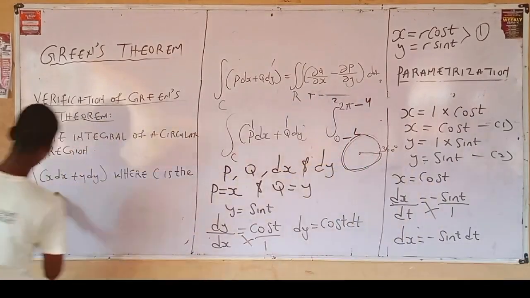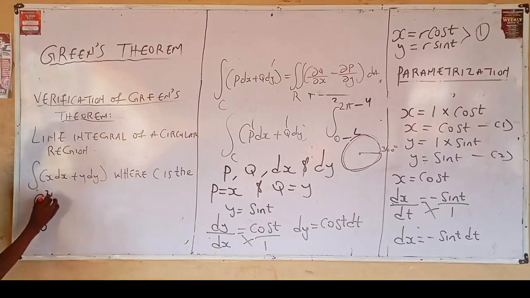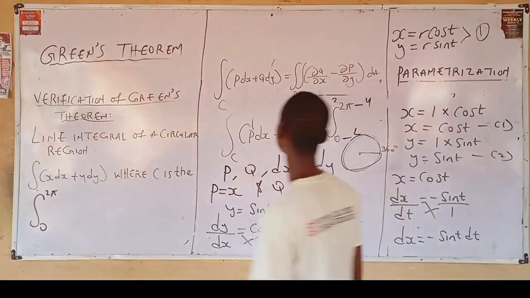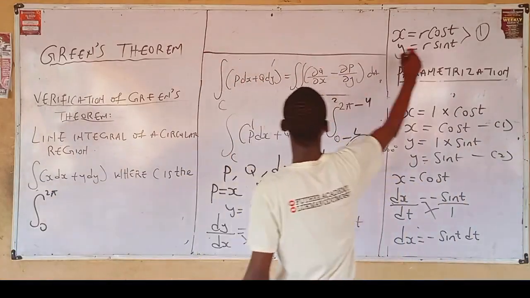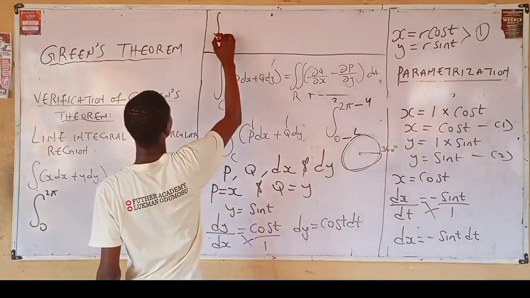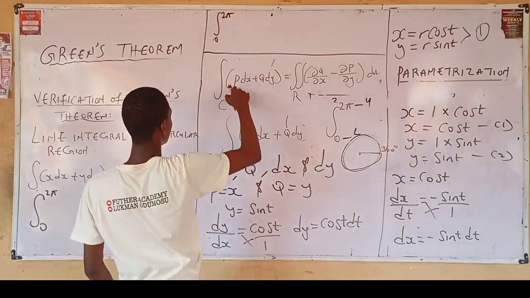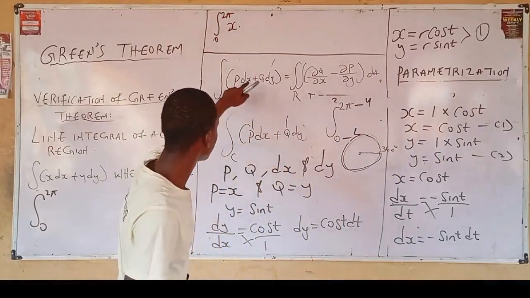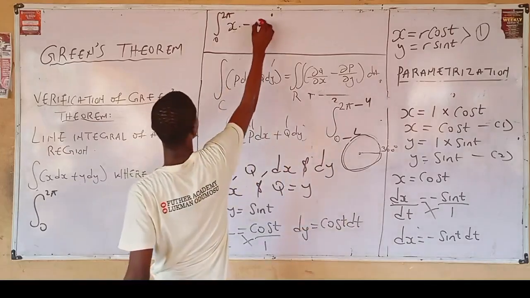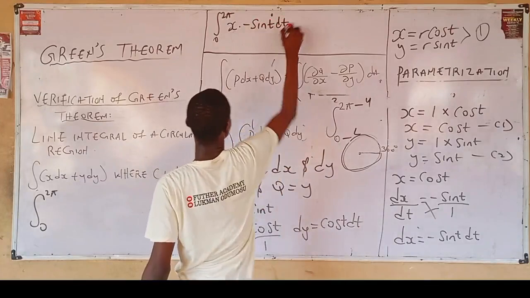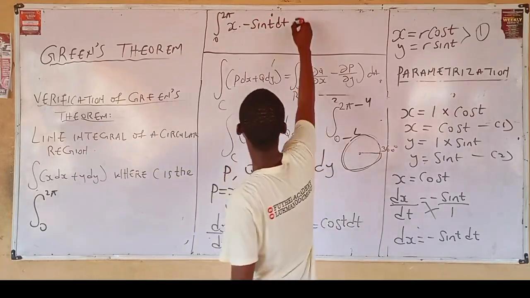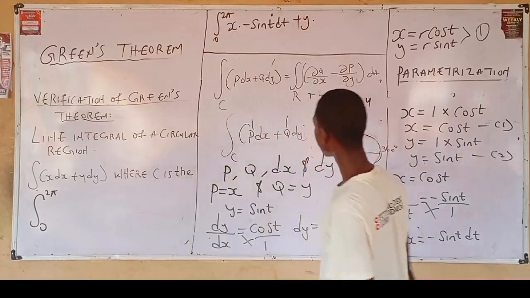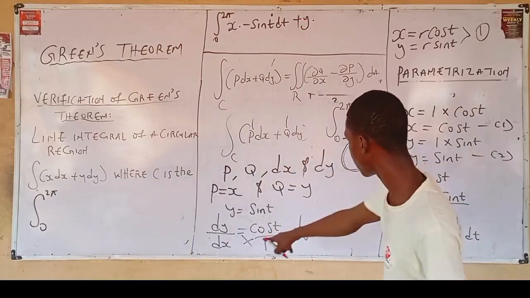Meaning I have the integral from 0 to 2 pi. Substitute your P: your P is x, multiplied by your dx, negative sin t dt, plus your Q, which is y, multiplied by your dy. What is your dy?